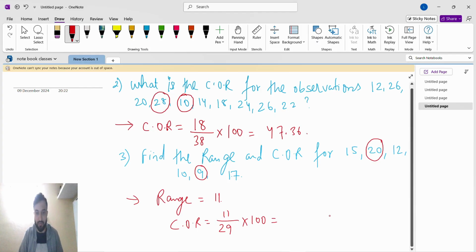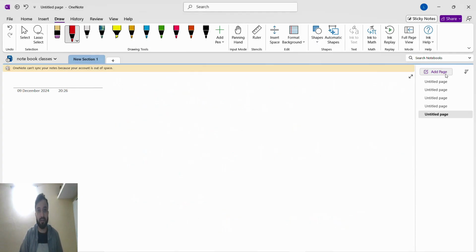See, you are getting 37.93, but the option is 0.3793. So what does this mean? This means that they have not multiplied with 100, but the correct option is 0.3793. Don't take none of these. If you take none of these, it will lead to the second attempt.